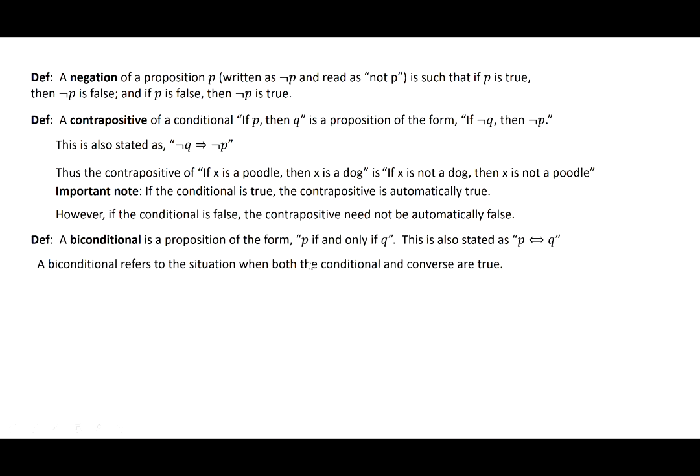Okay? A biconditional. A biconditional is a proposition of the form P if and only if Q. This is also stated as P, and you write arrows on both sides, but when you see arrows on both sides, that long equal sign and all that, you read it as if and only if. P if and only if Q. Okay.